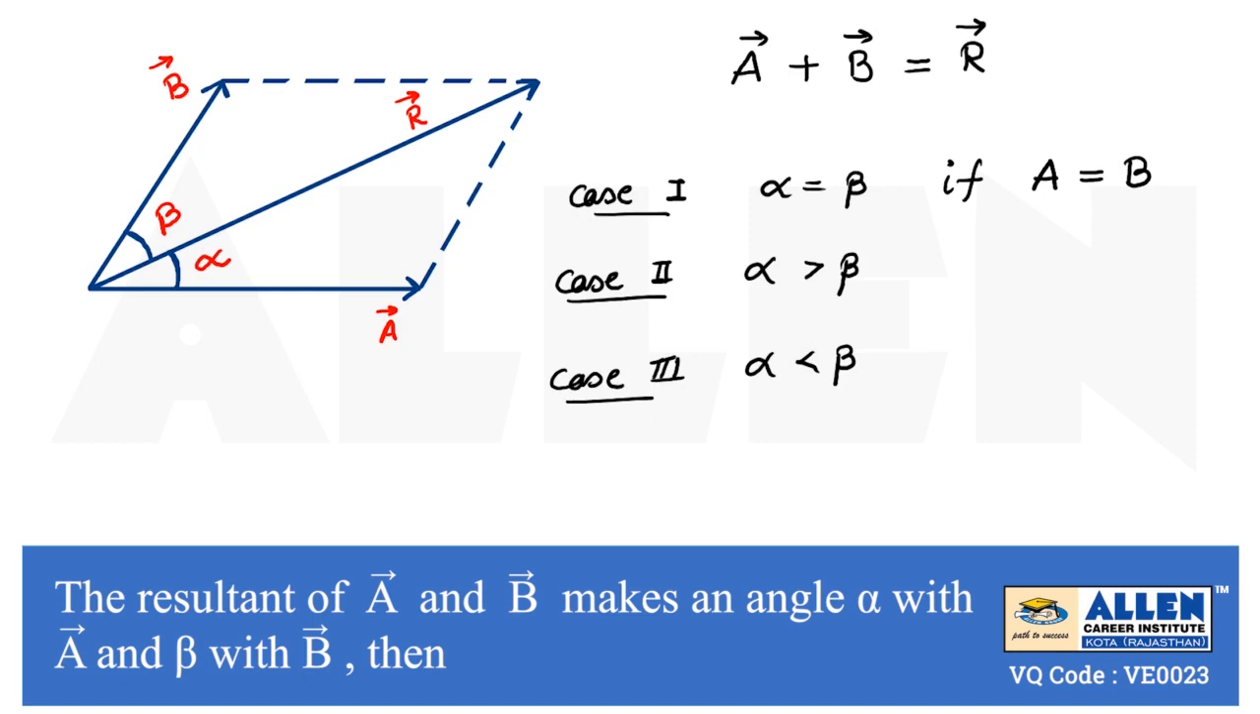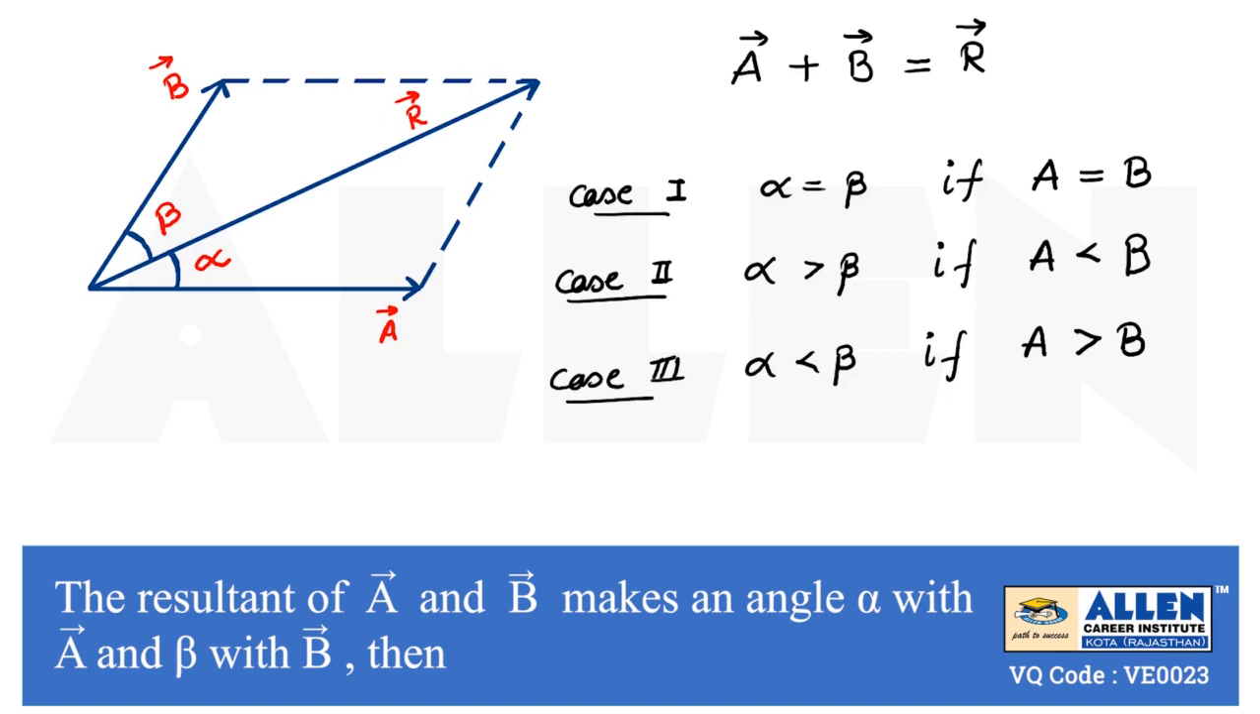If alpha is greater than beta, which is the second case, it is possible when the magnitude of A vector is less than the magnitude of B vector. Third case, that is alpha is less than beta, it is possible when the magnitude of A vector is greater than the magnitude of B vector. So according to our statements, we can see alpha is less than beta if the magnitude of A vector is greater than the magnitude of B vector.